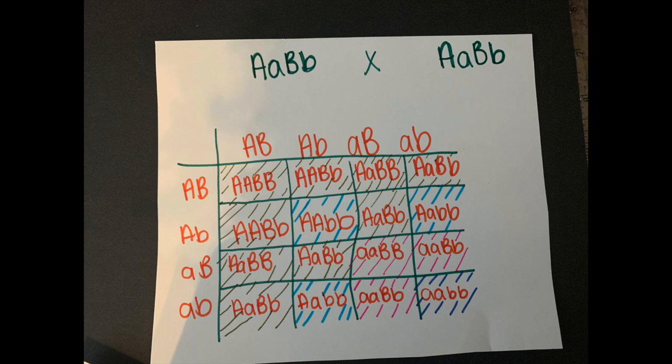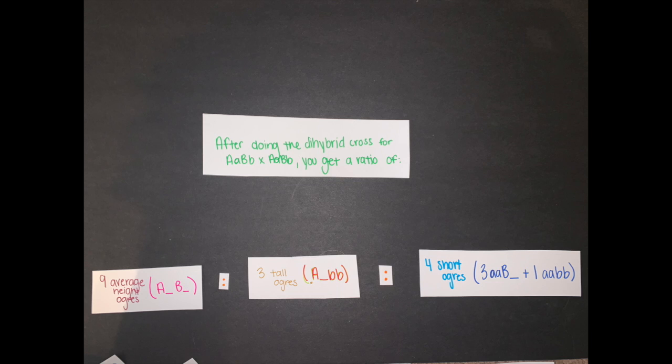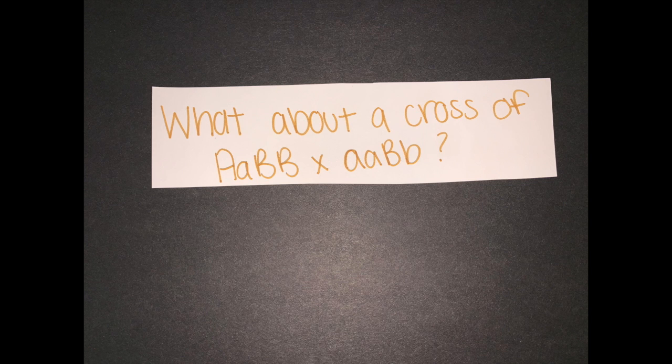Now let's look at the dihybrid cross of crossing big A, big B, little b with big A, big B, little b. Look at the chart below, and this is what the dihybrid cross will look like once you're finished. Once you're finished with the dihybrid cross, you get a ratio of 9 average height ogres, 3 tall ogres, and 4 short ogres.